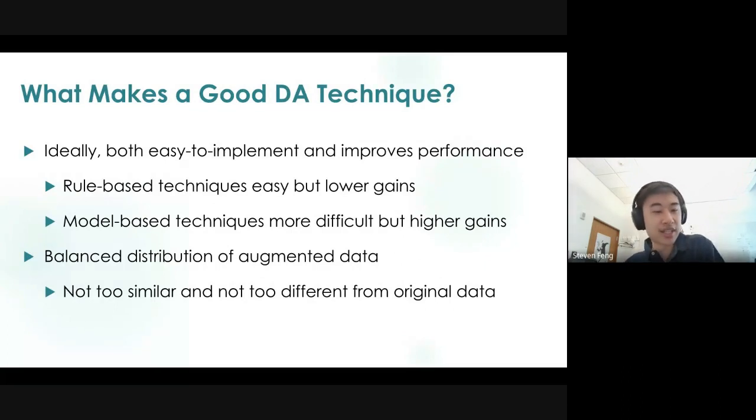So, what makes a good data augmentation technique? Well, ideally, a good technique should be both easy to implement while improving performance, and there's usually a trade-off between these two aspects. Rule-based techniques, for example, are typically easier to implement and use, but result in lower performance gains, whereas model-based techniques may be more cumbersome and difficult to use, but result in higher performance gains. Further, a good technique should result in a balanced distribution of the augmented data that is neither too similar nor too different from the original, as the former may result in overfitting, and the latter will result in augmented data that is not representative of the given domain at all.